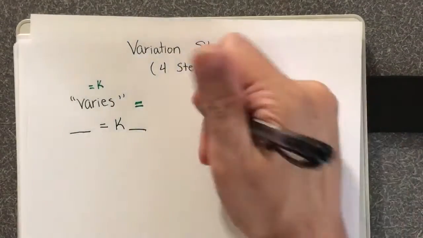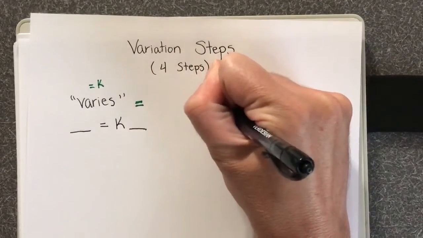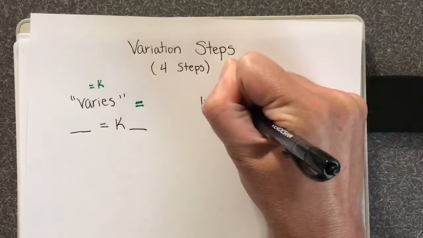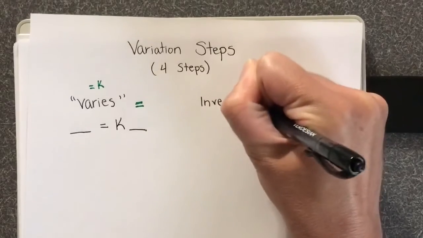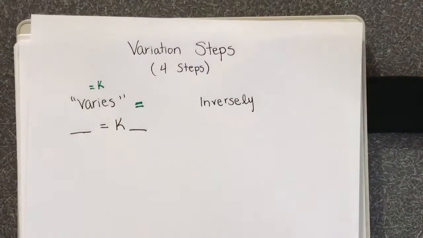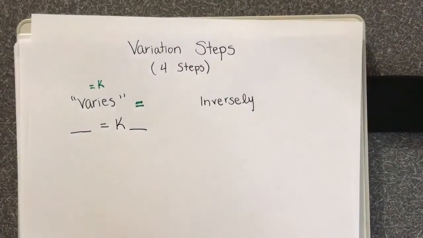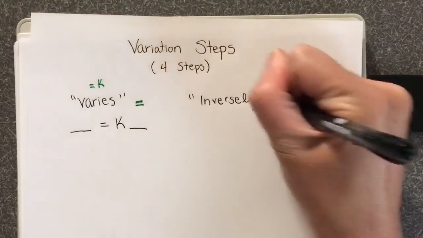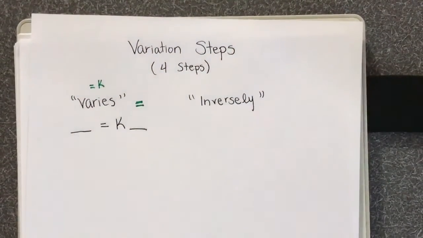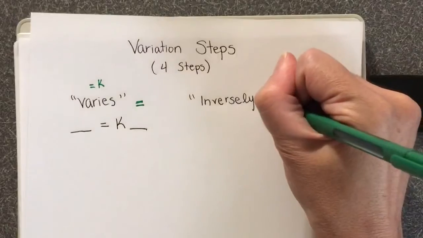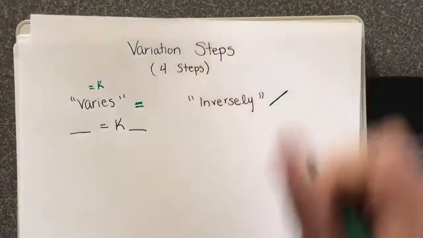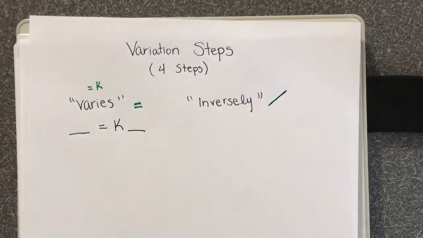Now when you see the word inversely, remember inverse variation has to do with division. So when you see the word inversely, immediately you need to think divide. Okay, so varies equals K, inversely division.